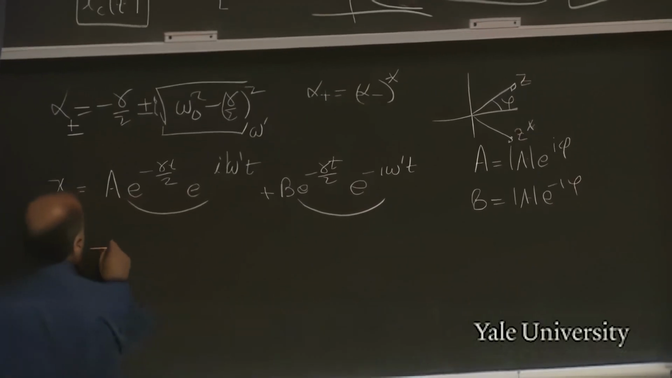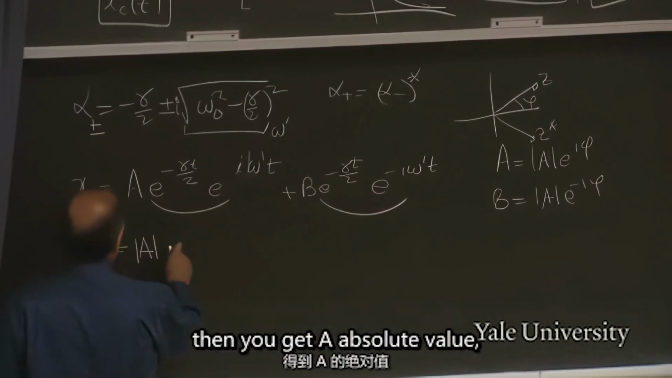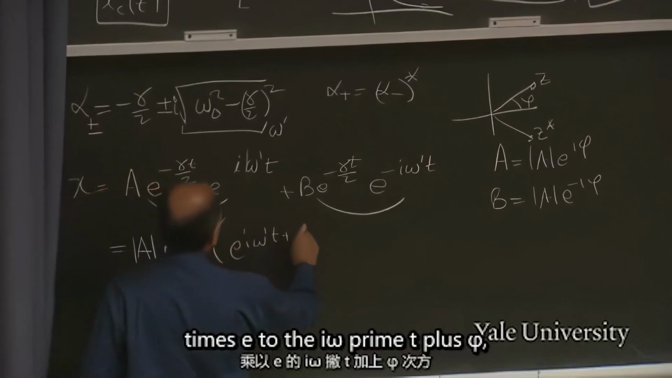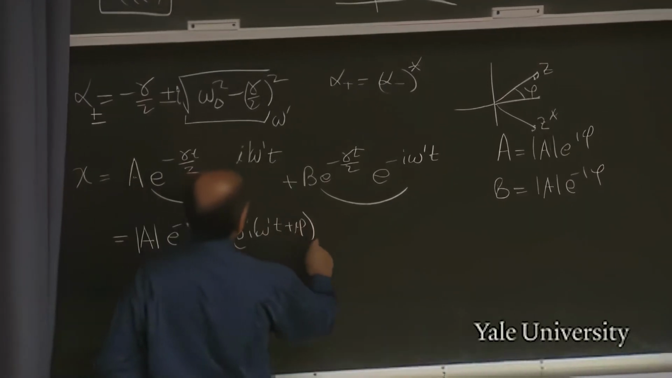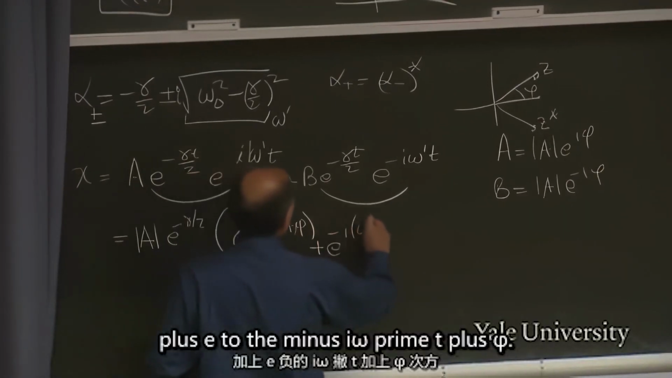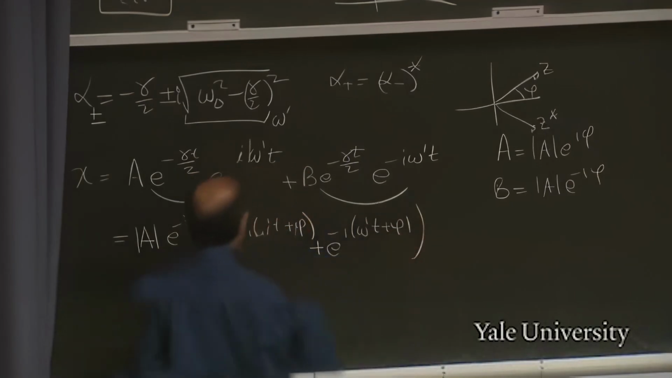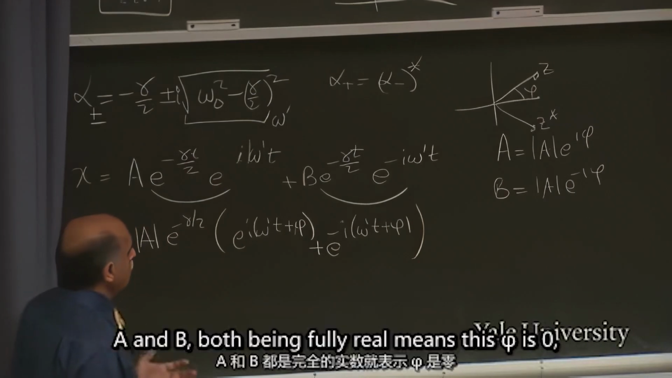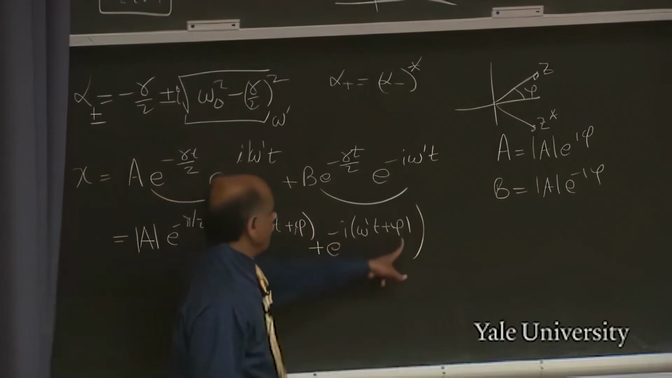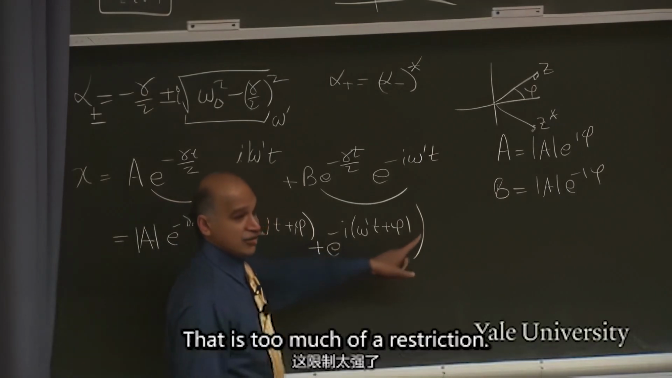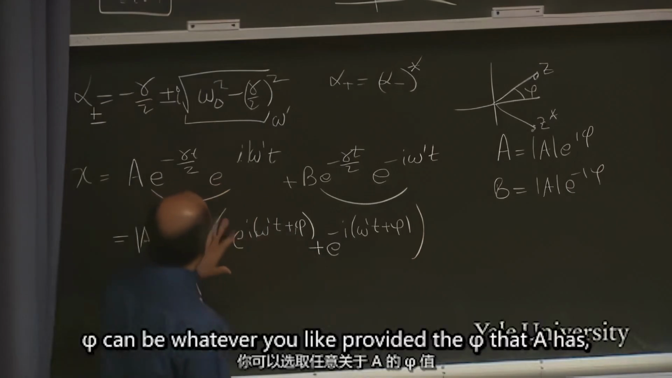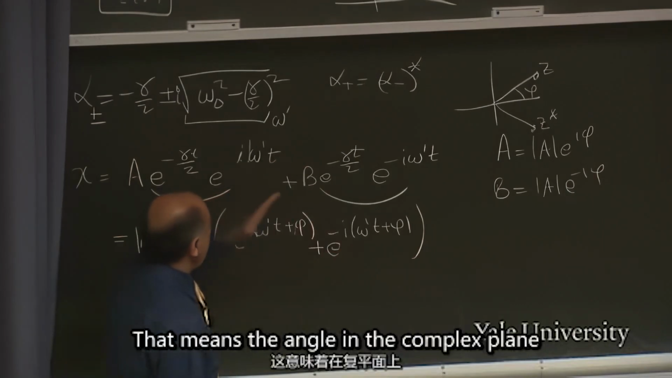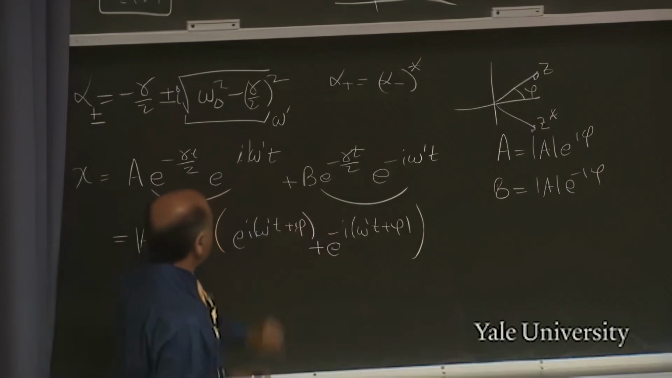So if you do that, then you get A absolute value e to the minus gamma over 2 times e to the i (omega prime t plus phi) plus e to the minus i (omega prime t plus phi). Now we have made it real. A and B both being fully real means this phi is 0, but you see phi doesn't really have to be 0. That is too much of a restriction. Phi can be whatever you like, provided the phase that A has is the same as the phase that B has. That means the angle in the complex plane of the number A and the number B have to be opposite of each other.